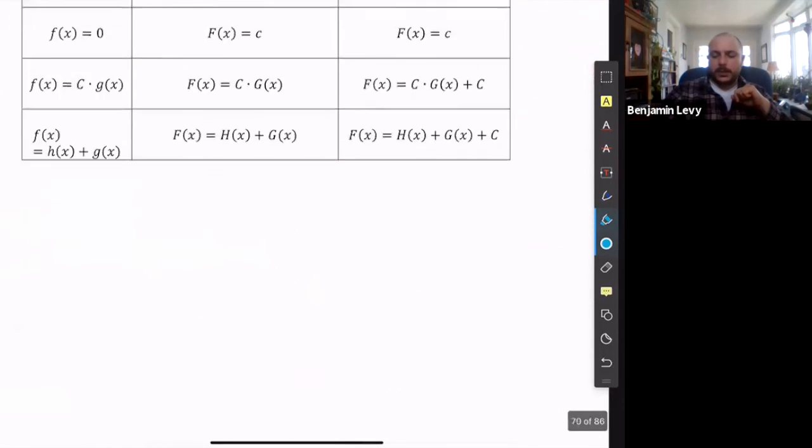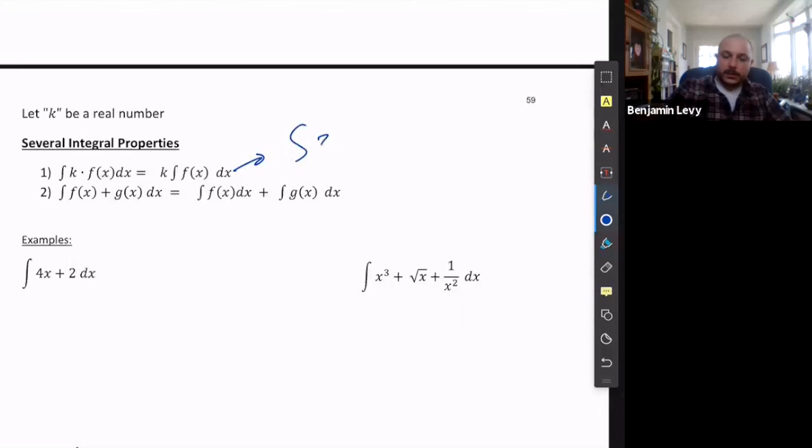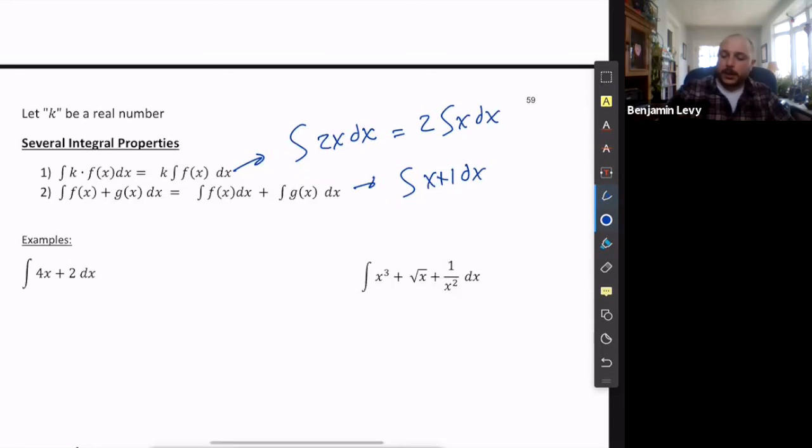Okay, so let's do another quote unquote simple one, right? So we have these couple integral properties. The first one says, and I just used it a second ago, right? If you have something like 2x dx, you just ignore the 2 and you just focus on the x, right? I just did that one a second ago. And we just did this one too, right? If you have like x plus 1 and you want to integrate that, that's not any more complicated than just doing them separately.